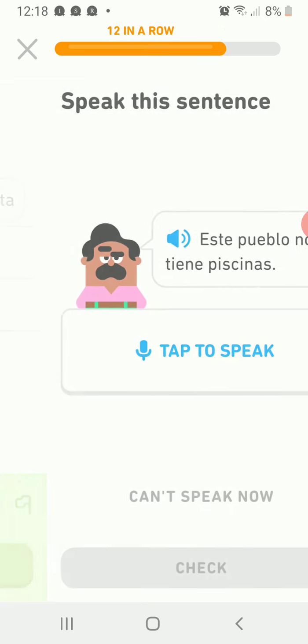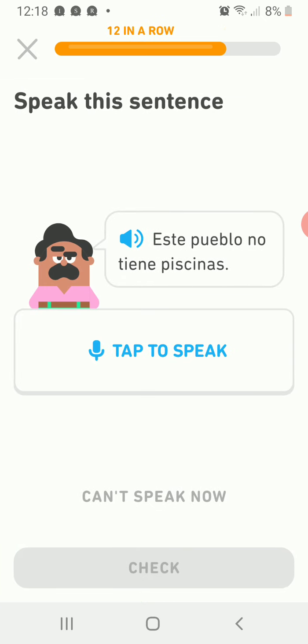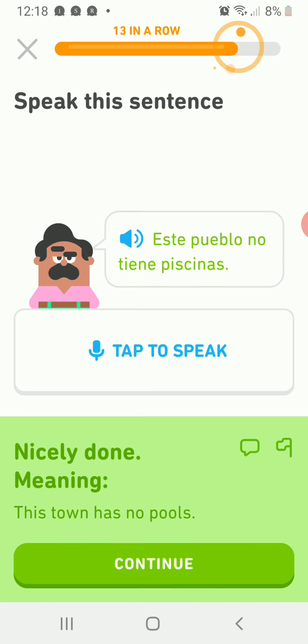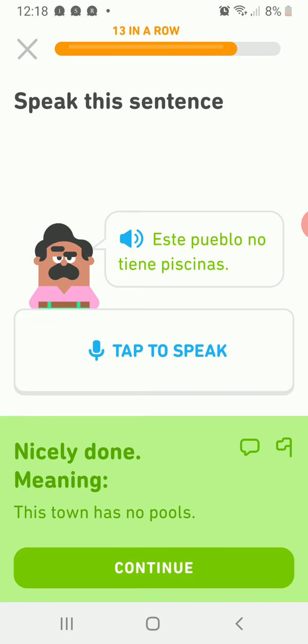Fútbol. Este pueblo no tiene piscinas. Pueblo is town, so this town has no pools.